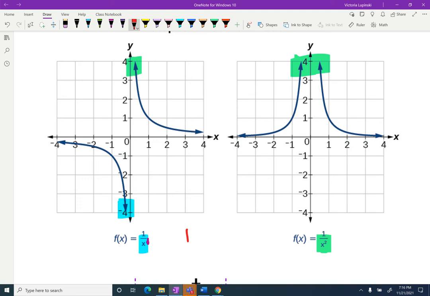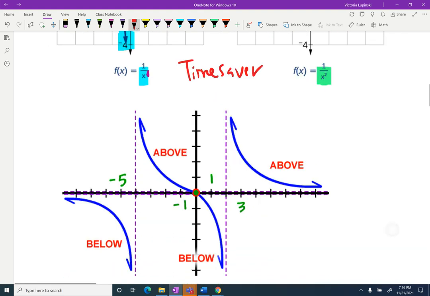So remember, this is just meant to be a little trick as a time saver. It's meant to reduce the number of points that you actually have to test. But if you're so confident with just testing, then you can feel free to do that. But again, just a time saver.